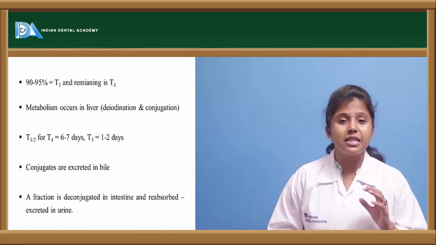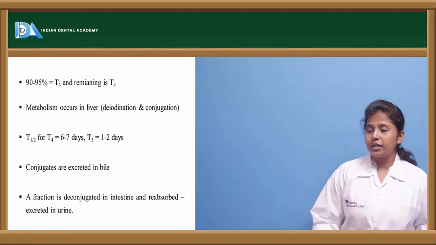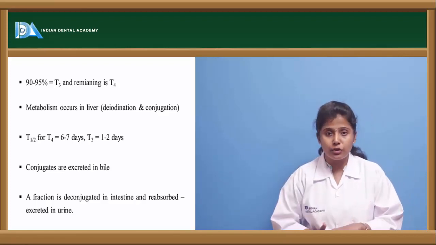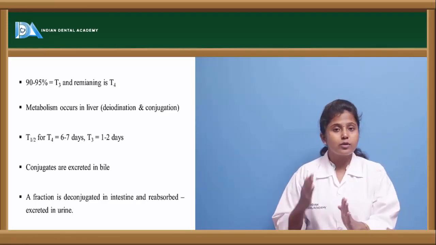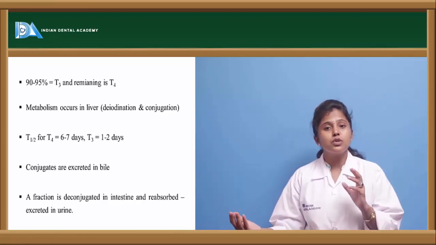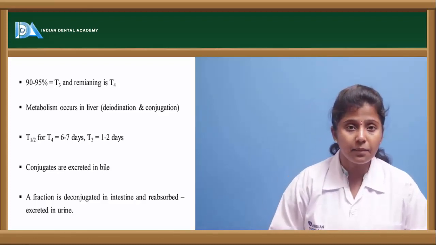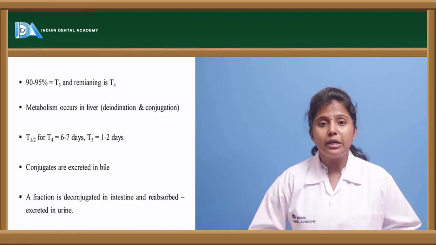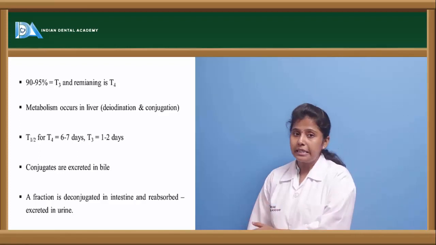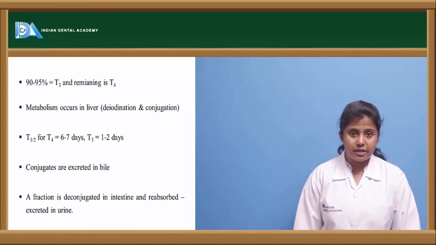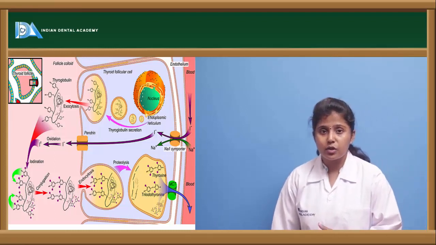These conjugates are excreted in bile, and there is a fraction of deconjugated hormone leftover. So if a hormone is getting metabolized, it forms conjugates, and whatever the leftover portion which is not metabolized, or we can say the deconjugated form of the thyroid hormone, is reabsorbed into the intestine, and thereby it is excreted in the urine. So those which are metabolized are excreted in the bile, and those which are not metabolized are excreted in the urine. So here is the pictorial representation of the biosynthesis of thyroid hormone.